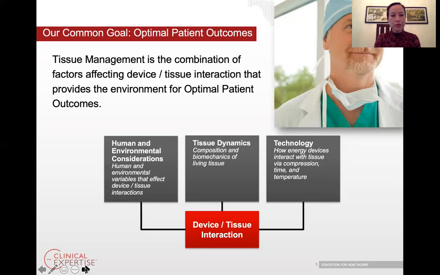Human factors include the experience, skill, and fitness of the user. Tissue factors refers to the composition and biomechanics of living tissue, while energy-based technology, which is constantly evolving, must balance compression, time, and heat in optimal device-tissue interactions.